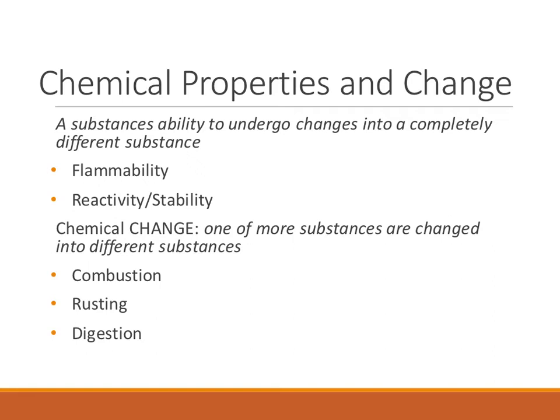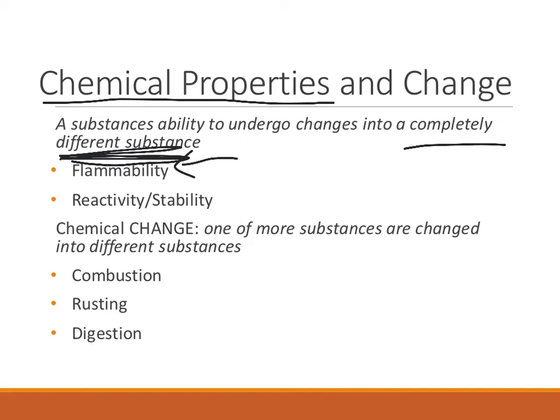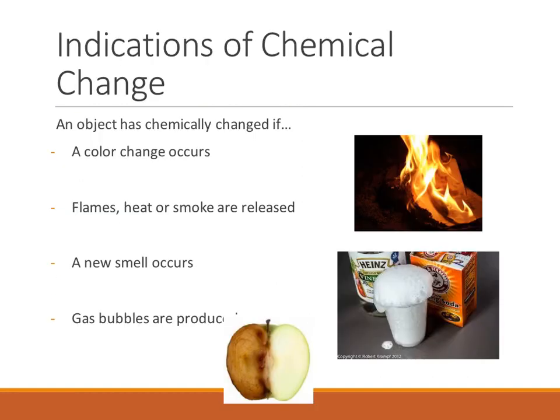In contrast to physical changes, we have chemical changes and chemical properties. In this case, this is something that we do that completely changes a substance into something different. So for example, if we observe that something is flammable, we change it into something else. Or if we see how reactive or stable it is, then we see a change that happens. Chemical changes can be things like combustion, fire, rusting, changing colors. And when we digest stuff, that is a chemical change.